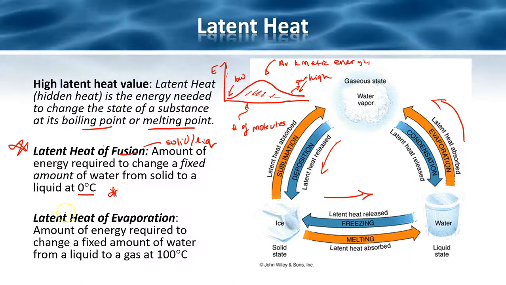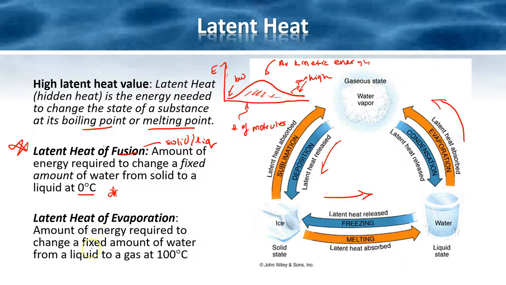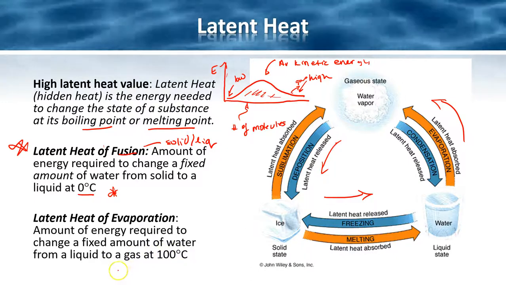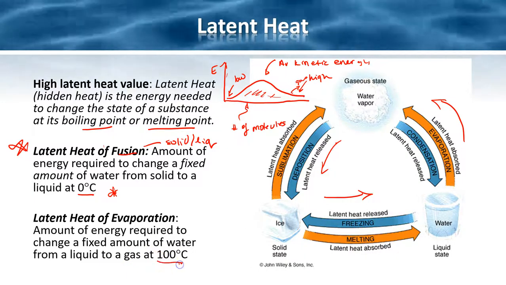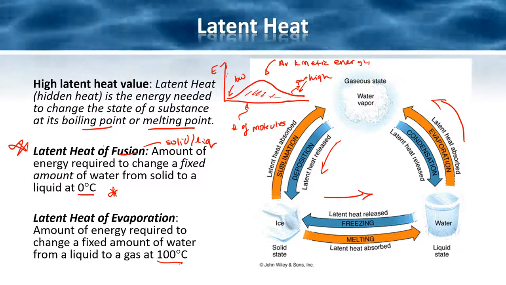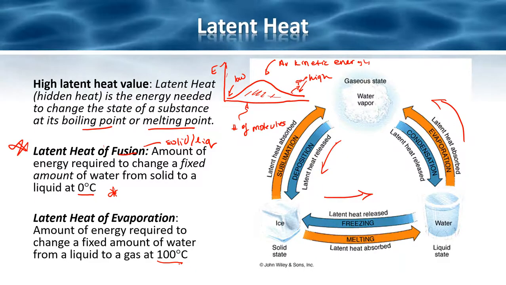Latent heat of evaporation, or latent heat of vaporization as it's sometimes called, is the amount of energy required to change a fixed amount of water from a liquid to a gas at 100 degrees C, 100 degrees C being the defined boiling point of water. And again, the fixed amount.